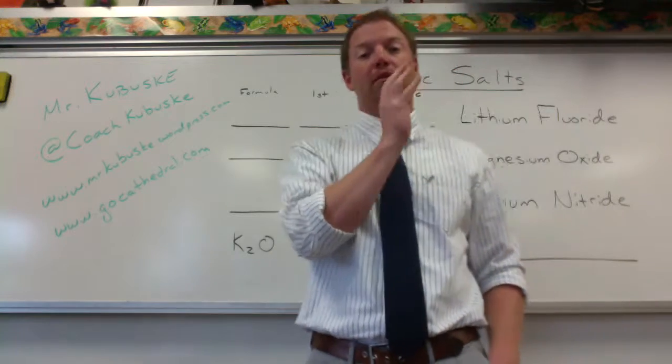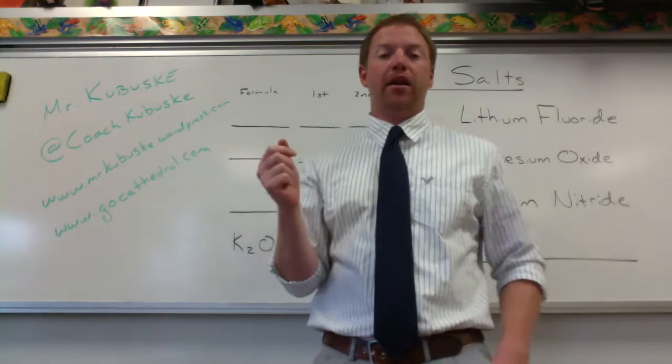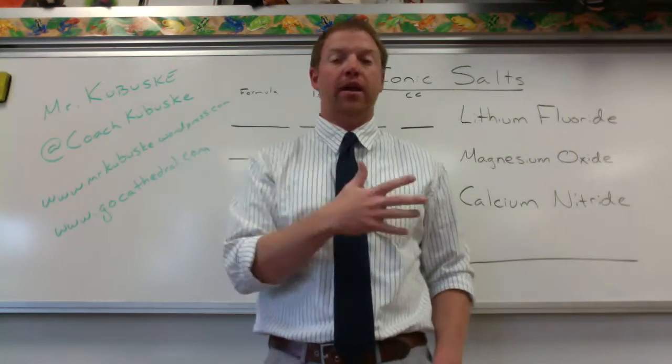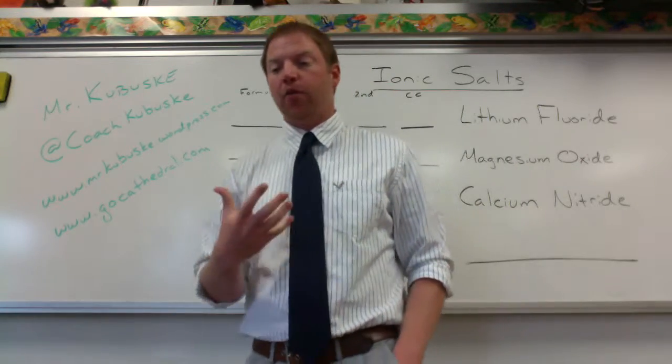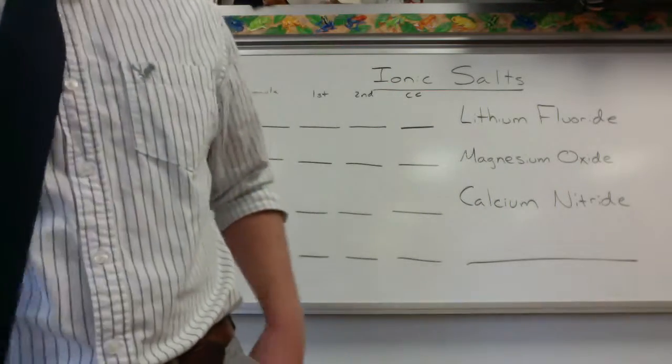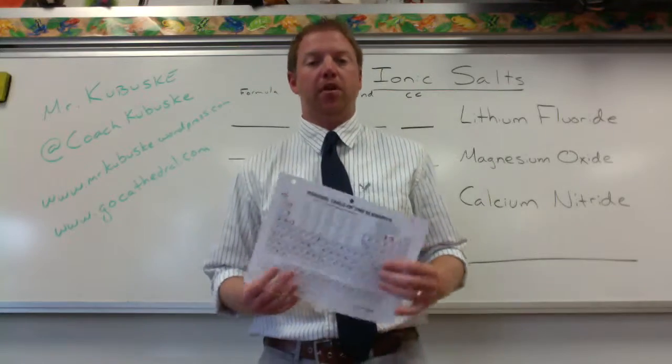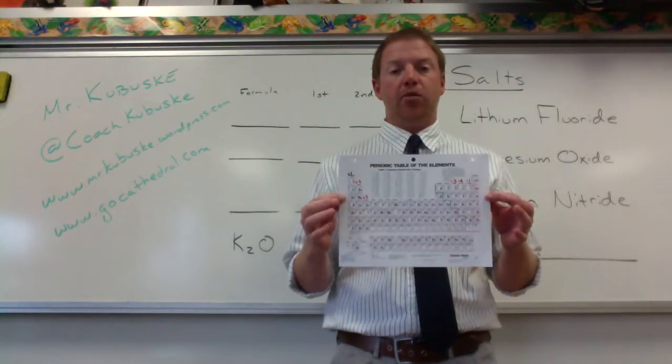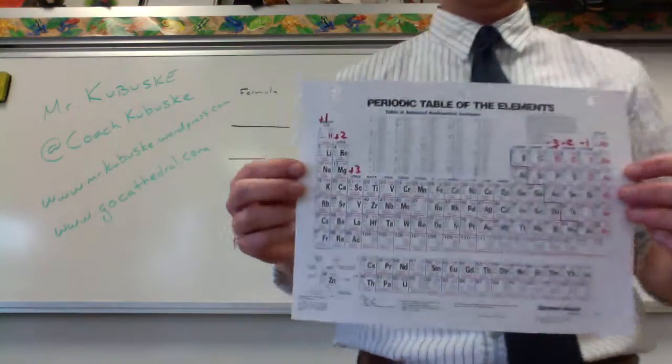Remember, ionic means it's a metal and a non-metal bonding together, because one is a cation, the metal, and one's an anion, the non-metal. Okay. Now, before we do that, we're going to work on simple ones today, simple ionic compounds called ionic salts. So, if you could get out your periodic table. Now, if I zoom this in for you, okay.